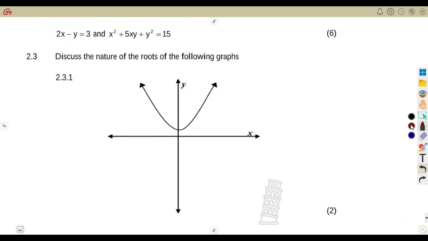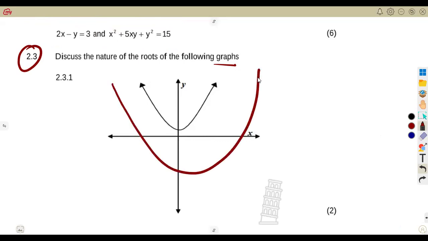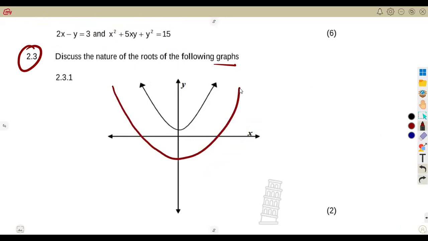And on question 2.3, we are given to discuss the nature of roots of the following graphs. The nature, discuss them. On a function like this one, we do not have the roots. Remember, the roots are found on the x-axis, where the graph crosses the x-axis. That is where we have the roots. If the graph is not crossing the x-axis like this, it is just going back without crossing the x-axis, there is no solution in that nature. There is no solution at all, meaning to say we are talking about non-real roots.